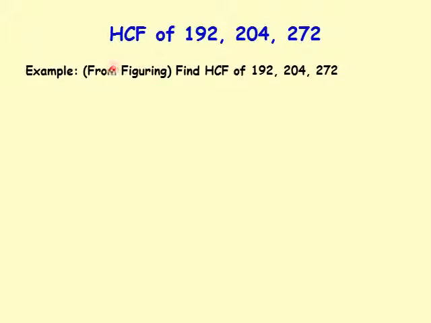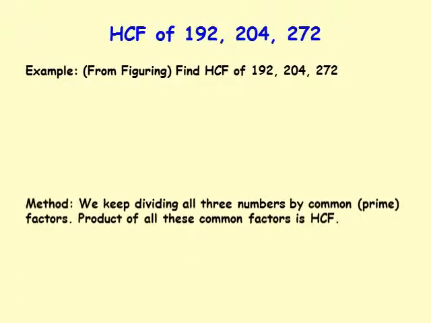Let's look at another example here. Find the HCF of these three numbers, 192, 204 and 272. We will continue to use the same method, which was the method using divisions. This example is also from the book Figuring. Let's continue from here.